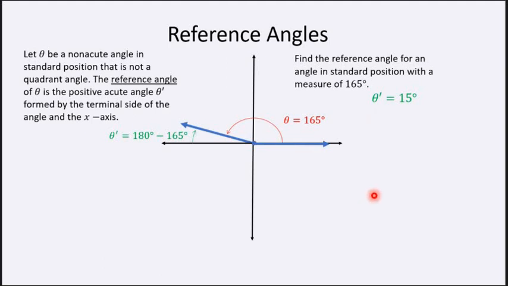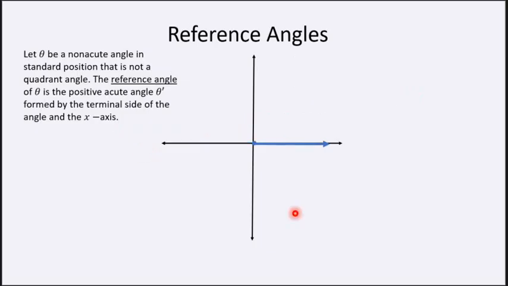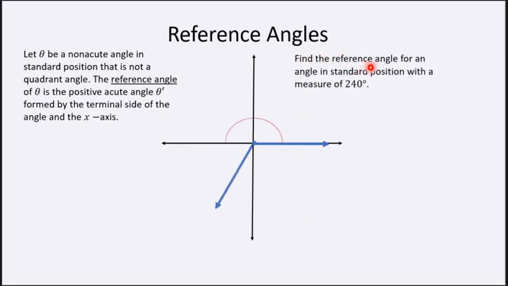So for any angle in the second quadrant, we can find the reference angle by simply taking the given angle and subtracting it away from 180 degrees, or pi radians if it's in radians. So, the reference angle for the angle 240 degrees. The way we find the reference angle is going to be different, because you'll notice this angle is actually larger than a straight angle, or a 180 degree angle.